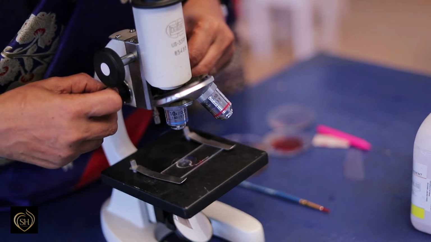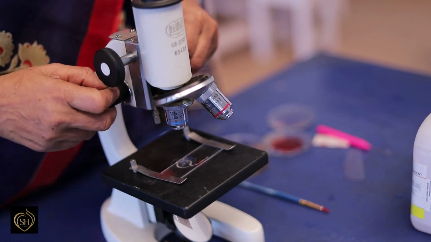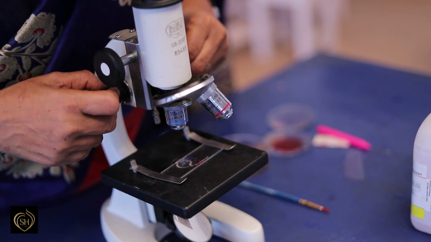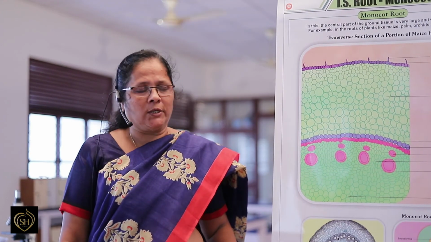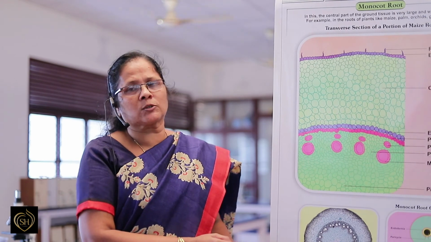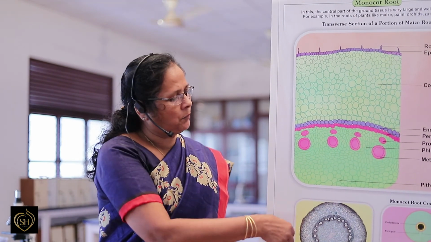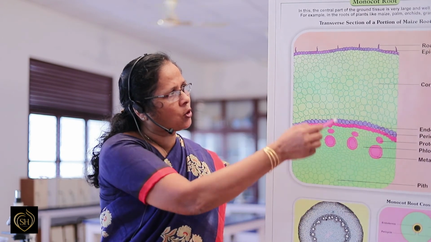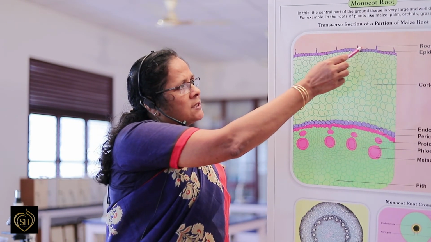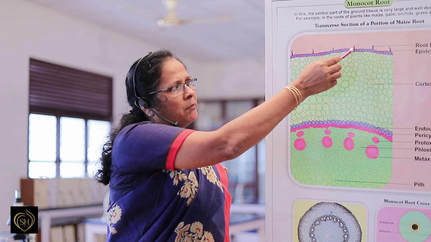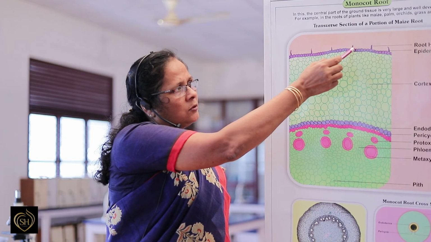See, when we are looking through this section, we can identify that this is a monocot root. Look at the picture. When we take a section and observe under the microscope, we will get the picture in this way. This is the outermost layer, that is epidermis. This is a portion enlarged. Associated with the epidermis, we can see the unicellular root hairs.